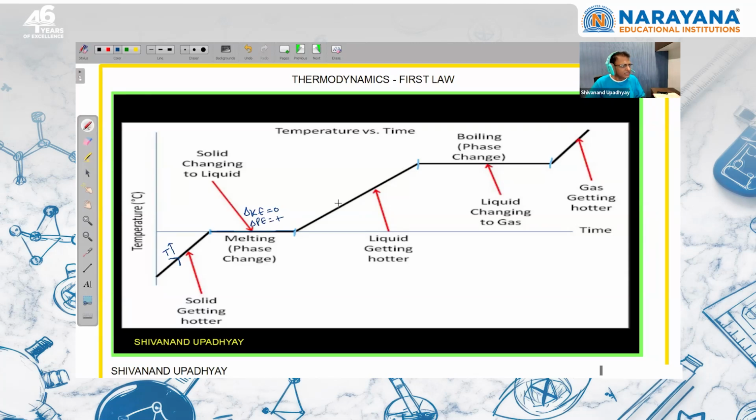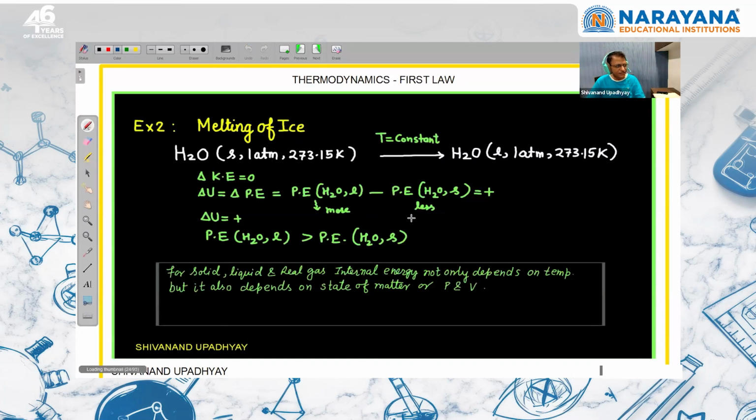Again here, this is heating of liquid. In heating of liquid, temperature is going to increase, so kinetic energy is going to increase. Potential energy also increases, because on heating generally the molecules will be far apart. But when boiling is taking place, the temperature is constant, so change in kinetic energy will be zero. The change in internal energy is equal to change in potential energy, which is positive. So these are the things related to phase transition.